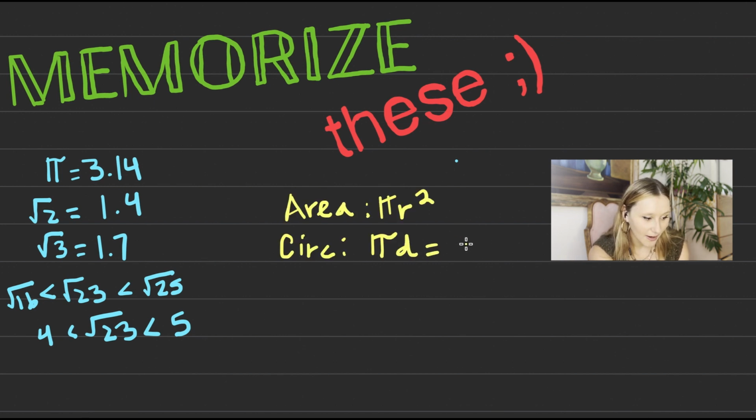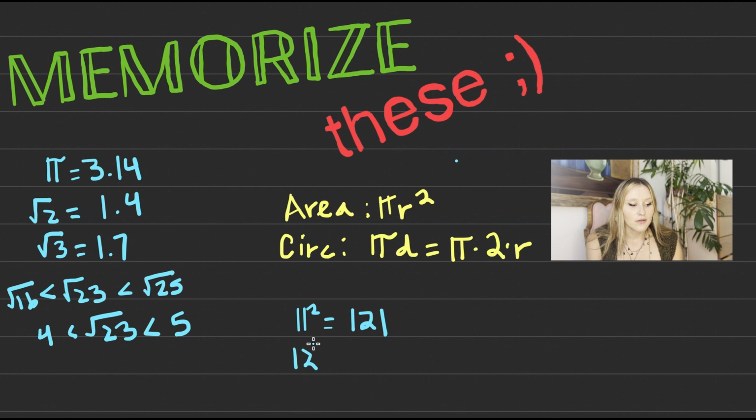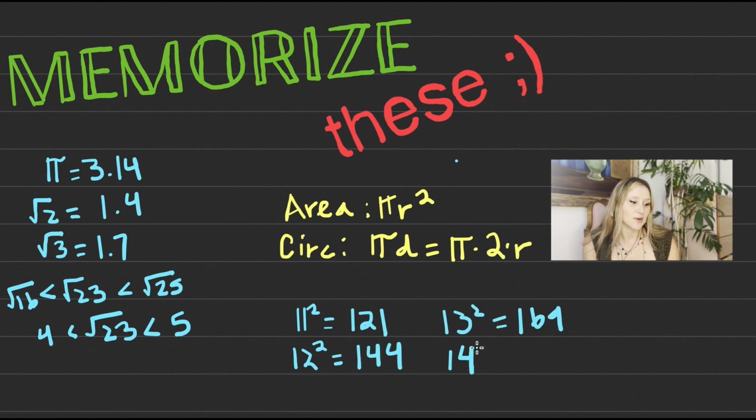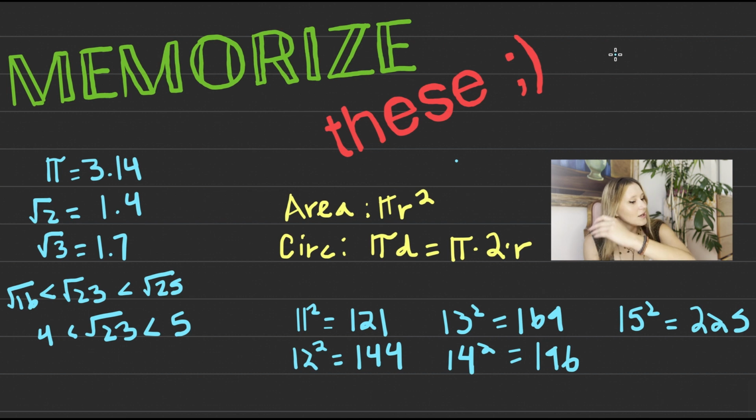Area of a circle, which is pi r squared. We have circumference of a circle, which is pi times the diameter, or 2 times pi times r. And then I have written out the squares of numbers 11 through 15. And you should be able to recognize the perfect squares of all of these numbers for this reason of estimating the square roots. It will help you down the line.